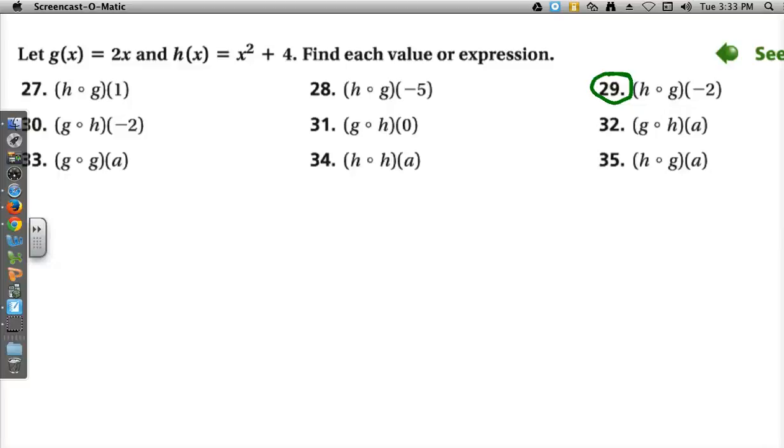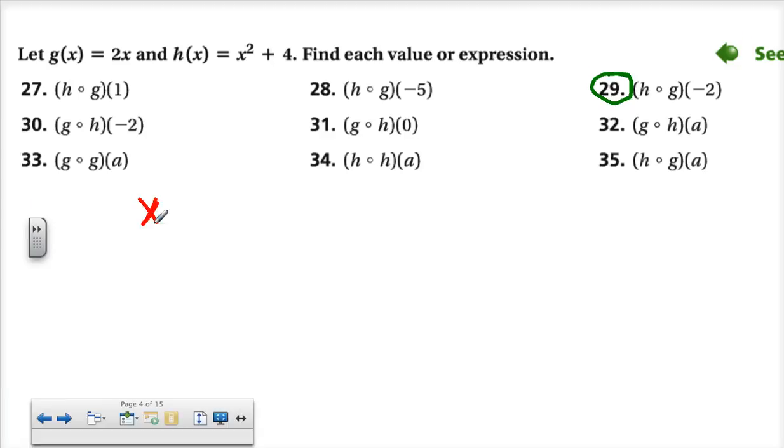These are the frequently asked questions for Algebra 2 for section 6.6 day 2, where we are learning about composition. Starting with number 29, we have h of g of -2. So my h is x squared plus 4, and my g is 2x.